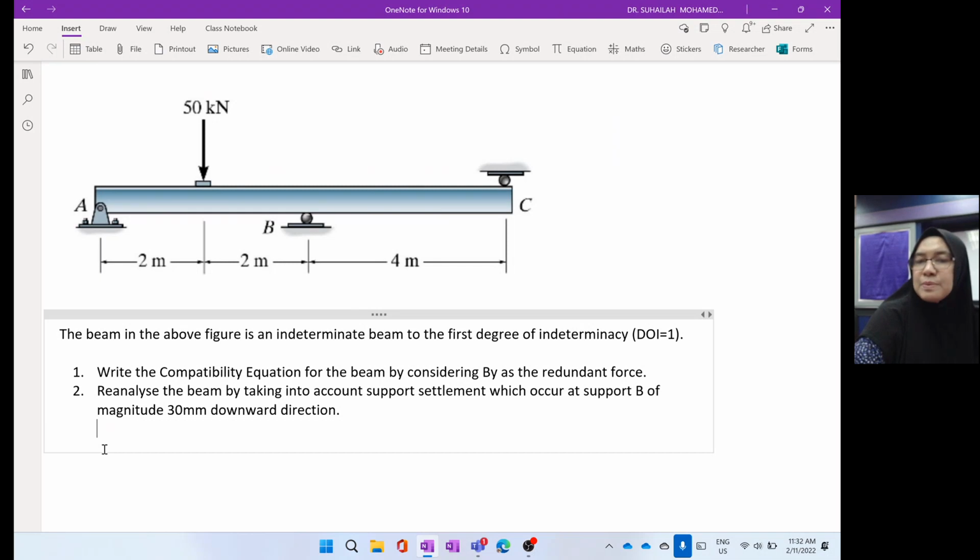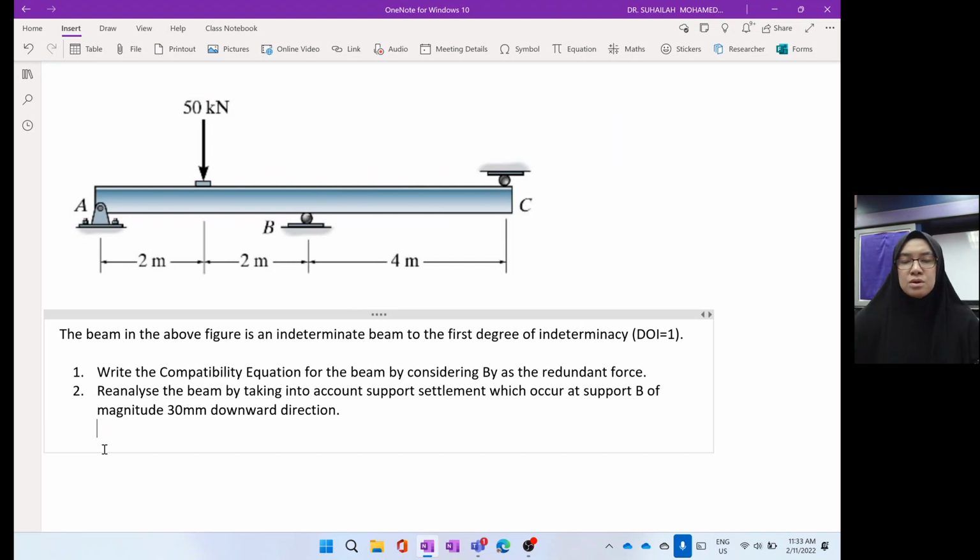Okay. So without support settlement, do as usual. It is equal to 0 because of the support. Support settlement occur in actual system. So question number 1 is original without any effect, which the equation is equal to 0. So question number 2, actually we just need to change the 0 to 30. Then we get the new equation, then solve with this new compatibility equation.